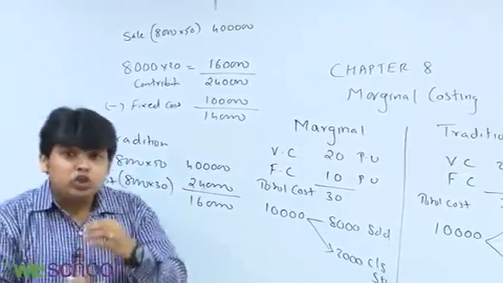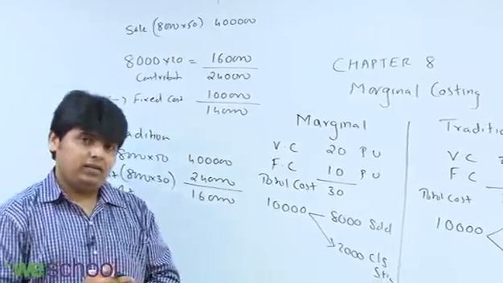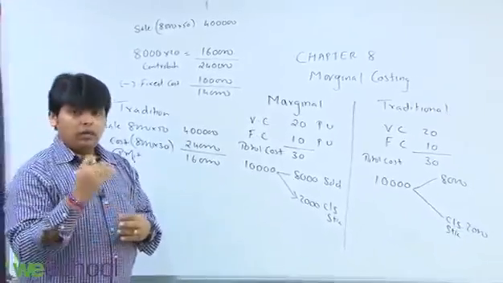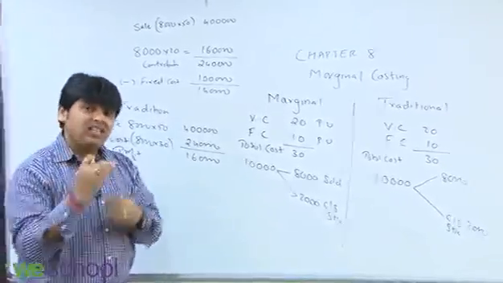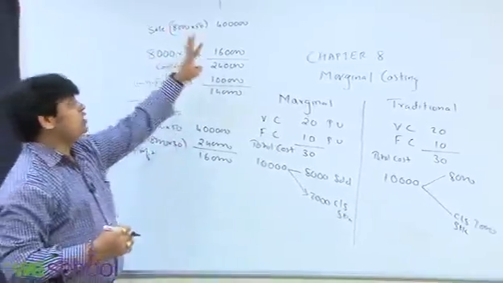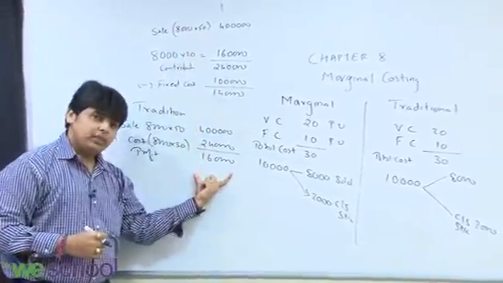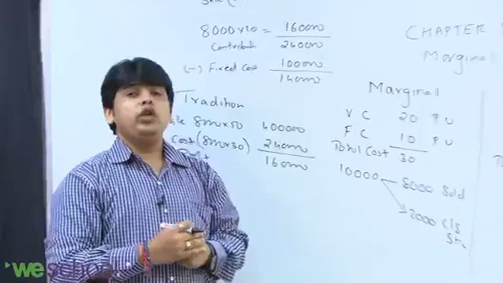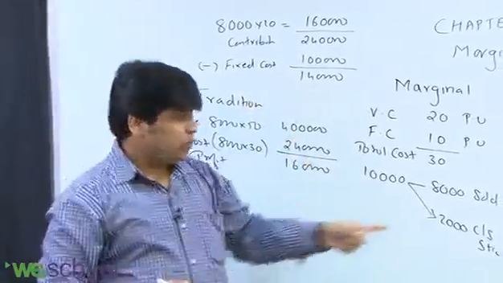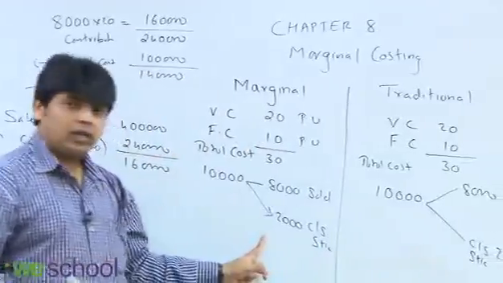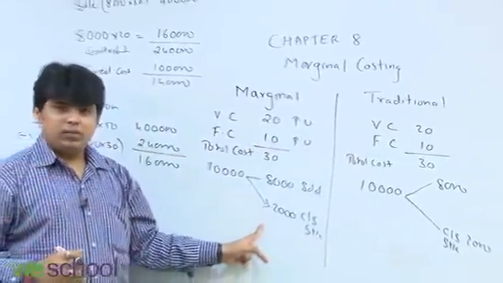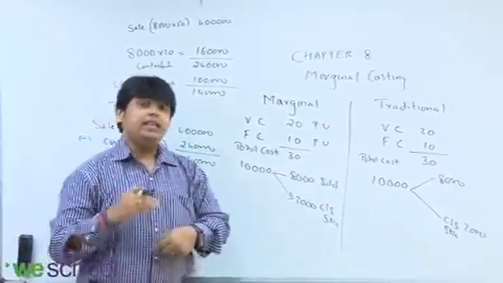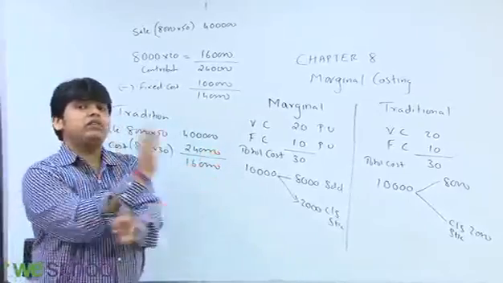So if the units sold are less than the units produced, there will be less profit in marginal costing but more profit in traditional costing, and vice versa. If the units sold are more than the units produced, that means you have opening stock. Suppose next year my opening stock is 2,000, and next year production is 8,000, but I am selling 10,000 units. In that case, the situation will be vice versa.